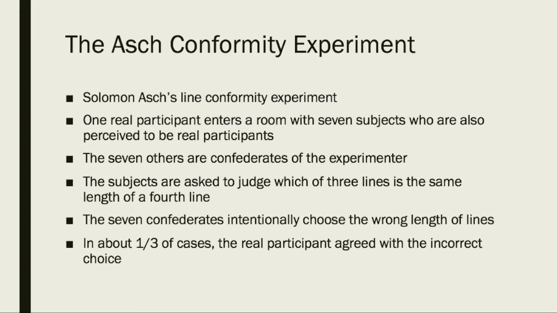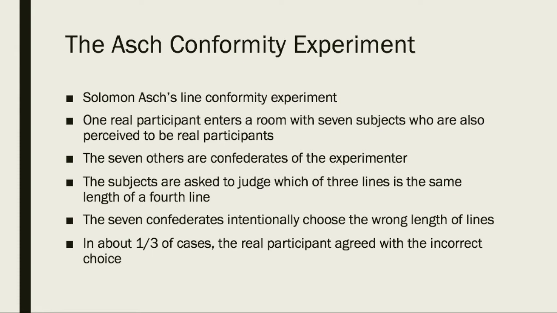A confederate is someone who works for the experimenter and is part of the experiment. The real participant has no idea that the other 7 are confederates. Now, all 8 subjects in the room are shown 4 lines. They are then asked to identify which one of 3 lines is identical to the 4th line. The 7 confederates, as an essential part of the experiment, are instructed by the experimenter to intentionally choose the wrong length of lines. The aim of the experiment is essentially to see if peer pressure can convince the real participant just to go along with the rest of the group, knowing full well that they are wrong.